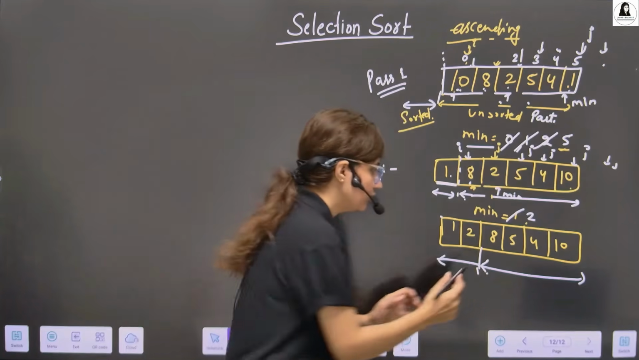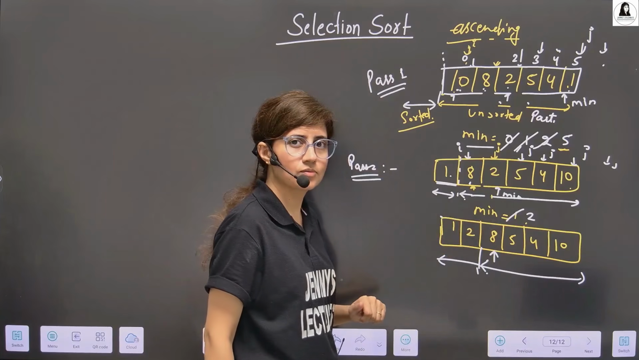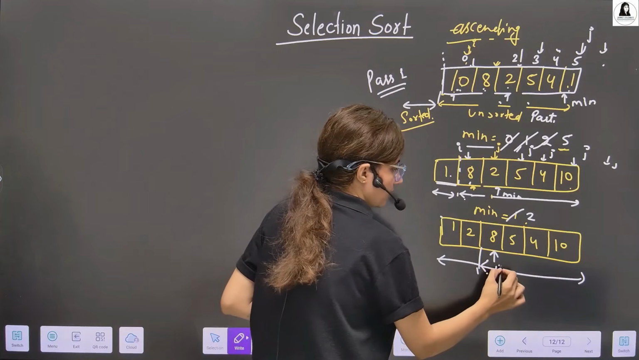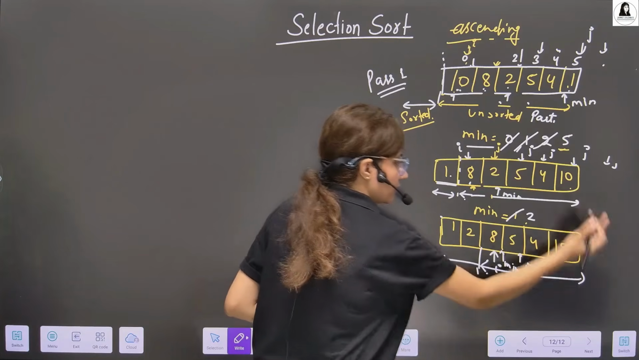Now from unsorted portion, start from here. Now I would be this. Now i is here. Min is also here. And j is here. Again, same process.